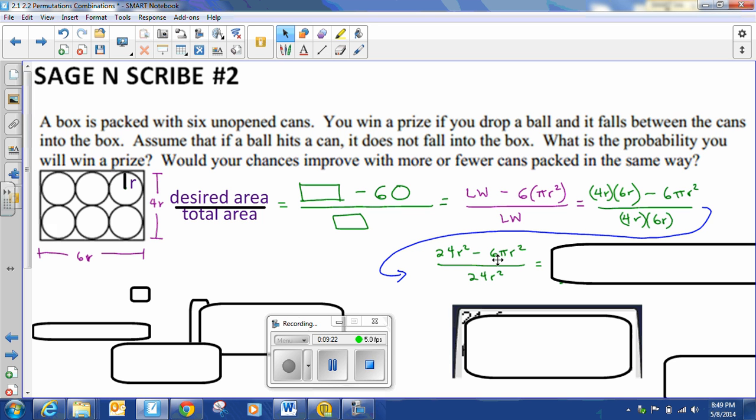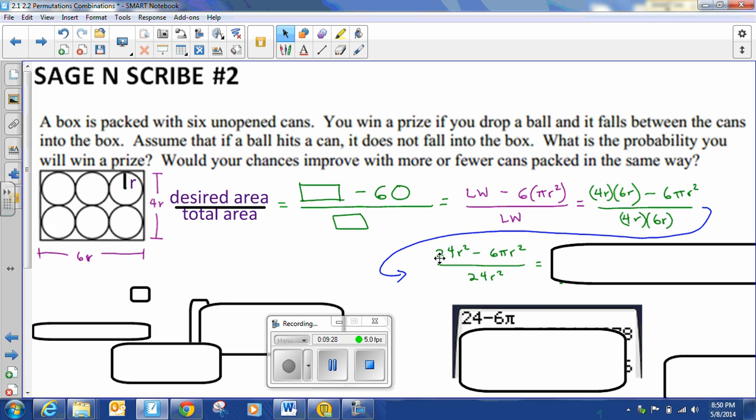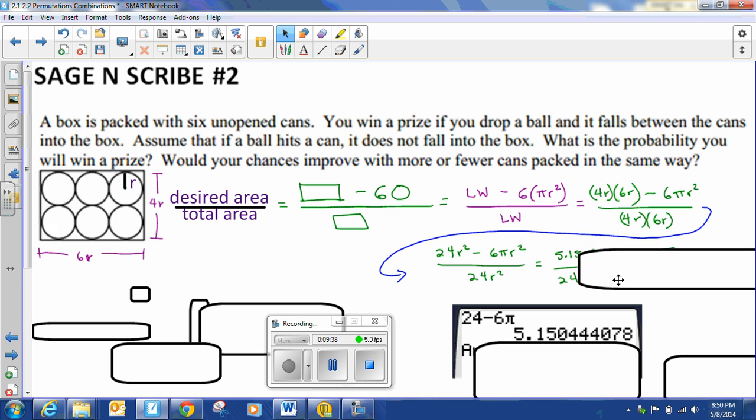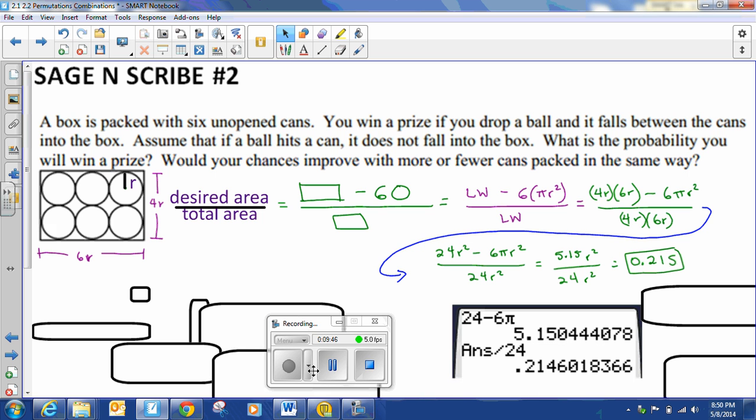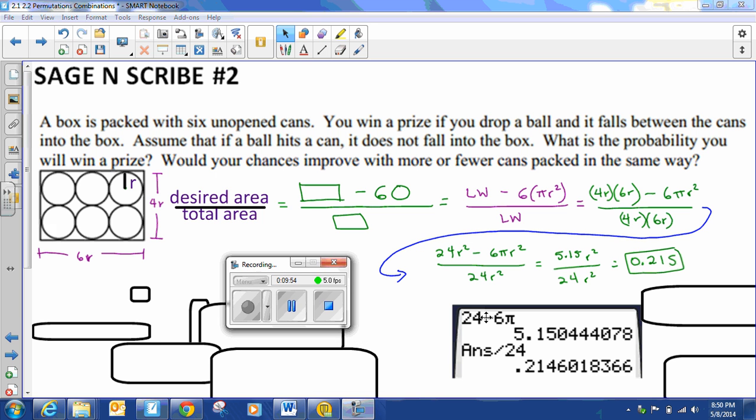Notice that 6 pi is really a number, and I'm going to find out what that is. So these are like terms, by the way, because they're both r squared. So 24 minus 6 pi gives me 5.15. So really it's 5.15 r squared divided by 24 r squared. The r squareds cancel out, and 5.15 divided by 24 is 0.215. So ladies and gentlemen, this is the probability of aiming into these spaces between the cans. Good luck to you.